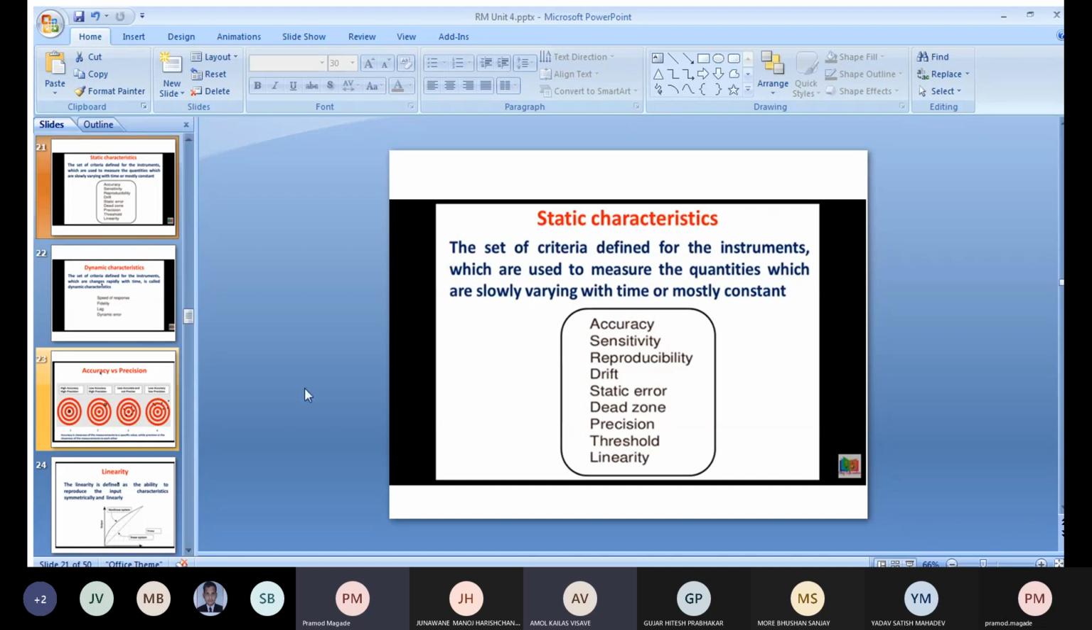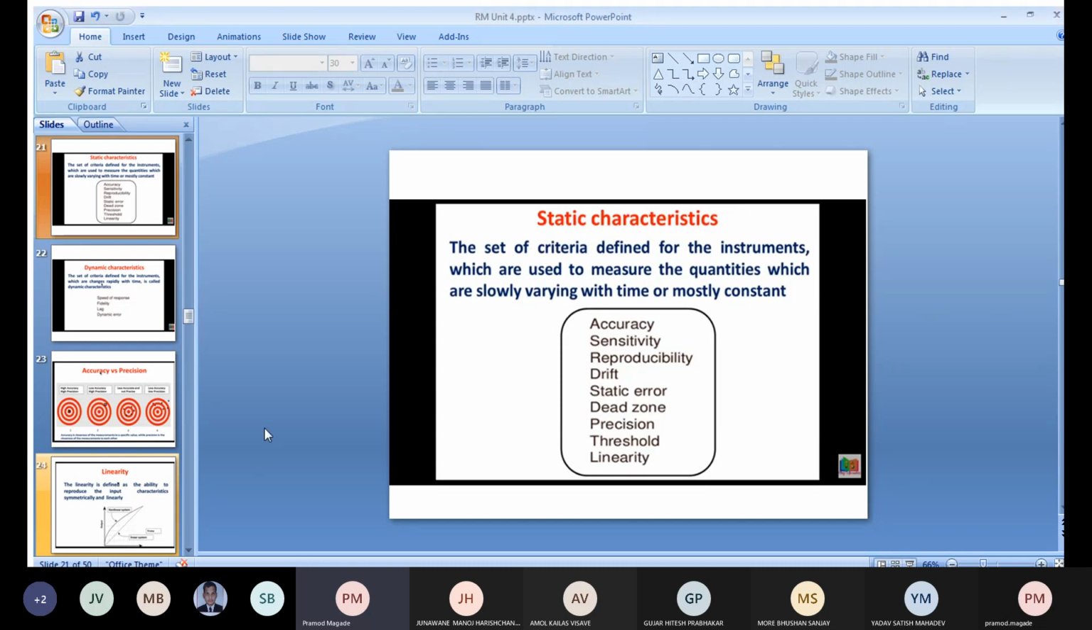Accuracy is the ability to provide the exact or true value. Precision is the ability to reproduce the same value. So these things also we are going to learn.